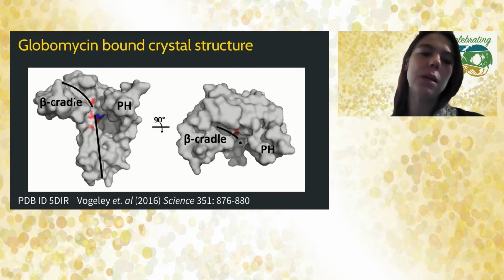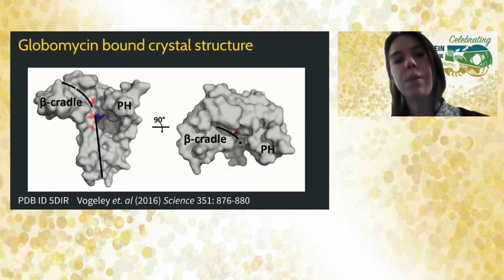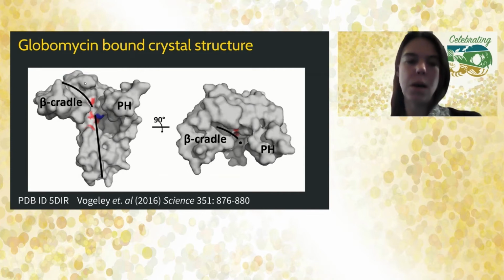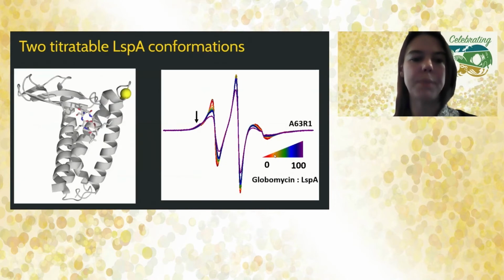And so here you can see is where the globomycin is bound, but you can also start to see where the substrate might be interacting, where the helix is that gets cleaved, and where the lipoprotein would sit on top. And then he termed the two domains beta cradle and pH, and I'm going to use those because, as you can see, they form this cavity that interacts with substrate and globomycin.